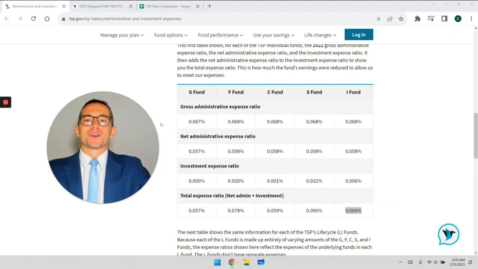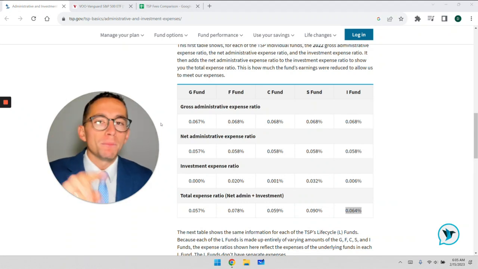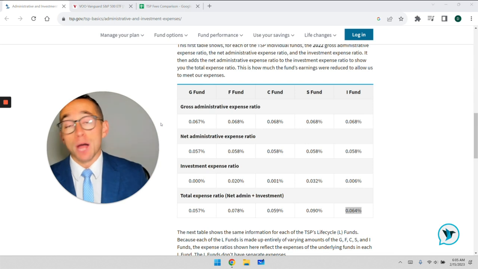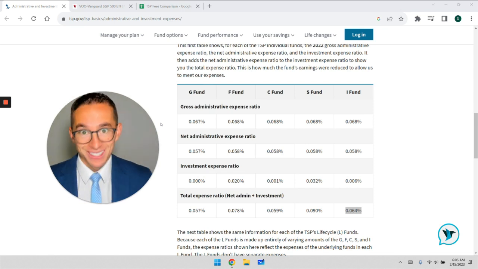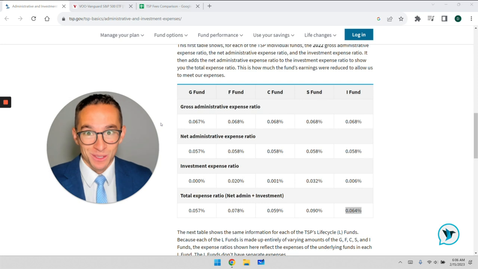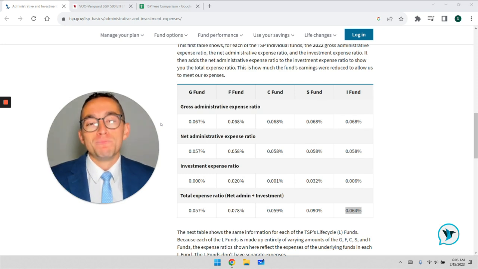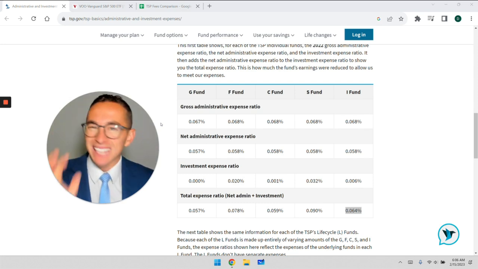Ladies and gentlemen, welcome. Today we're talking about the fees you are paying within the TSP. Now, you may not have known you're paying fees in the TSP because it's invisible. These sort of fees are invisible most of the time. Today we're going to talk about exactly what you're paying.